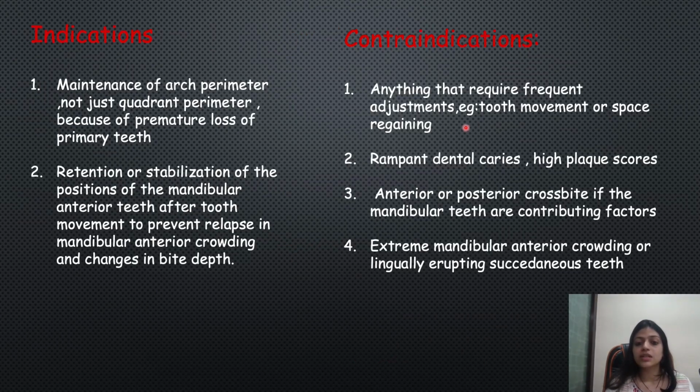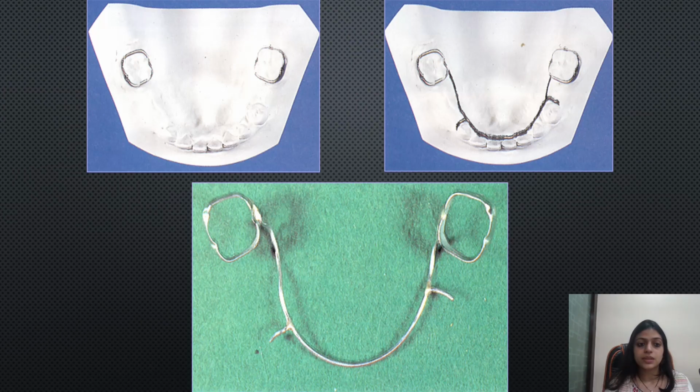There are contraindications like anything that requires frequent adjustment, okay, tooth movement or space regaining. Then rampant dental caries with high plaque scores, patients with anterior or posterior crossbite if mandibular teeth are contributing factors, and extreme mandibular anterior crowding or lingually erupting succedaneous teeth, because we need to adapt it to the incisors. Okay. So here you can see this is how it looks like, band on the molars and then bilateral loss of the primary molars, and this is the arch.